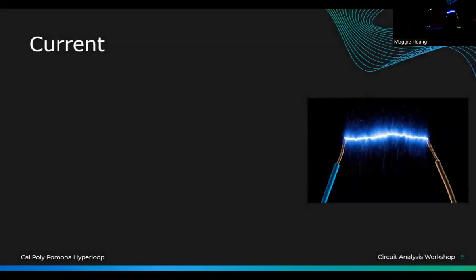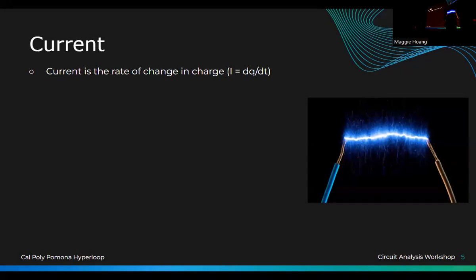So the first part you need to know about electronics is current. What is current? Current is basically the rate of change in charge. Charge is the electrons, right? So when you see the equation with d over dt, that is the derivative, or change of something, right?